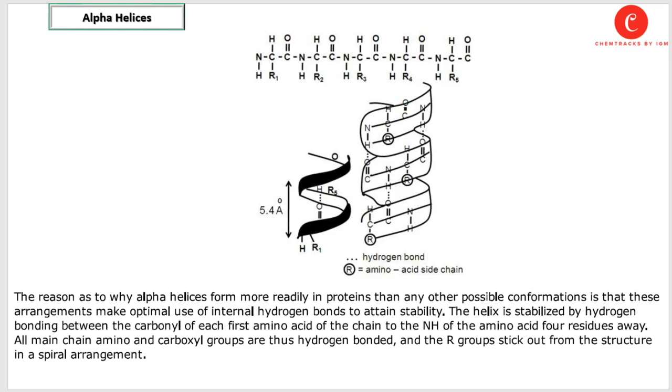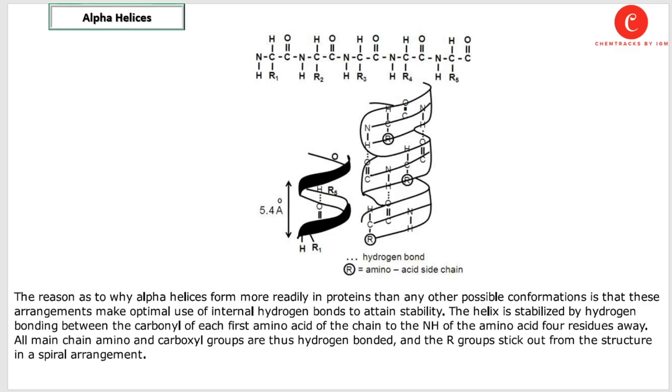Alpha helix, you can see this one is basically alpha helix, and the rise pattern is 5.4 angstrom. The reason why alpha helix forms more readily in proteins than any other possible conformation is that these arrangements make optimal use of internal hydrogen bonds to attain stability. You can see here some dotted lines. These are basically hydrogen bonds between an electronegative atom, either oxygen or nitrogen, which can form a hydrogen bond with the hydrogen atom of another amino acid residue.